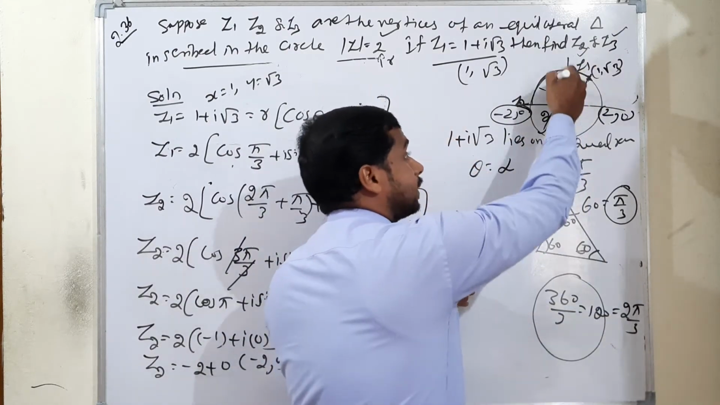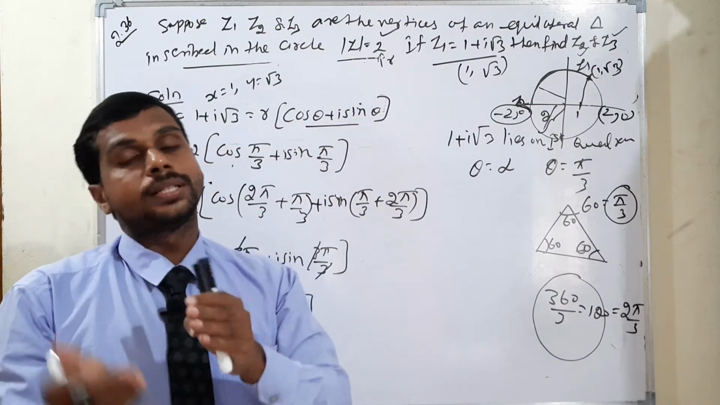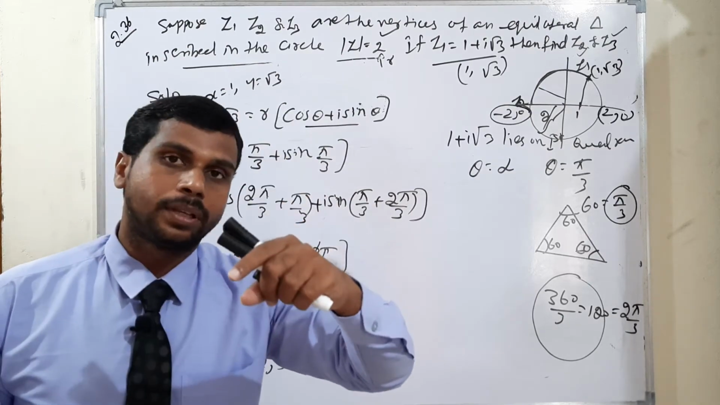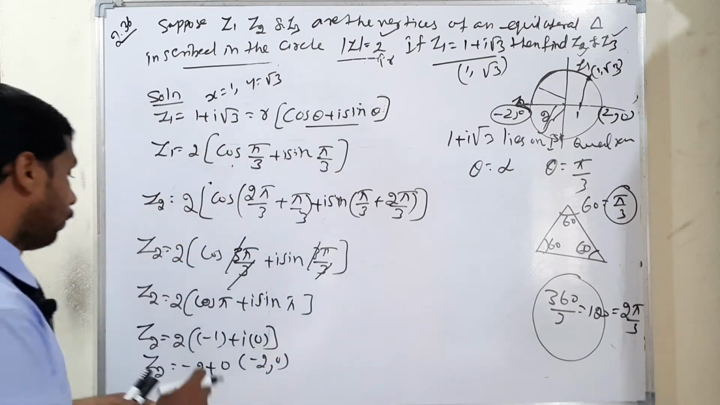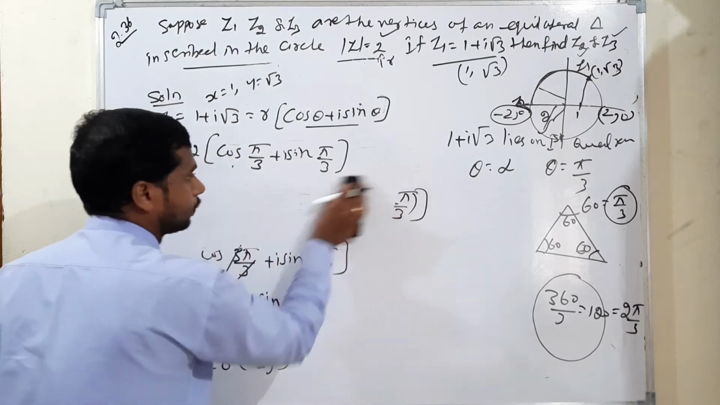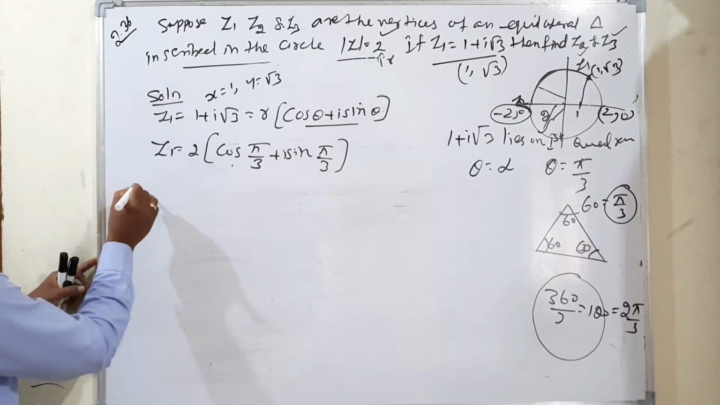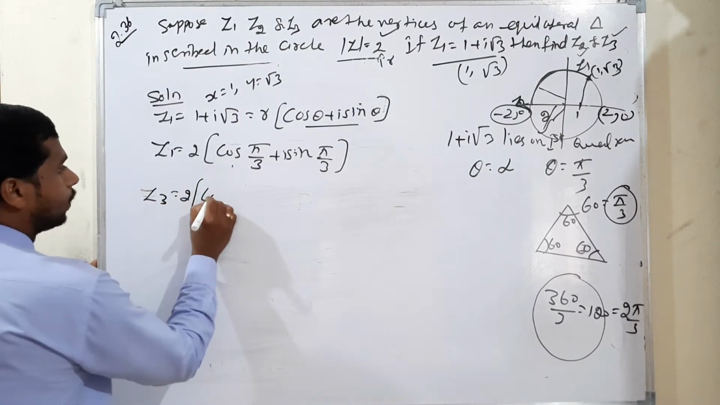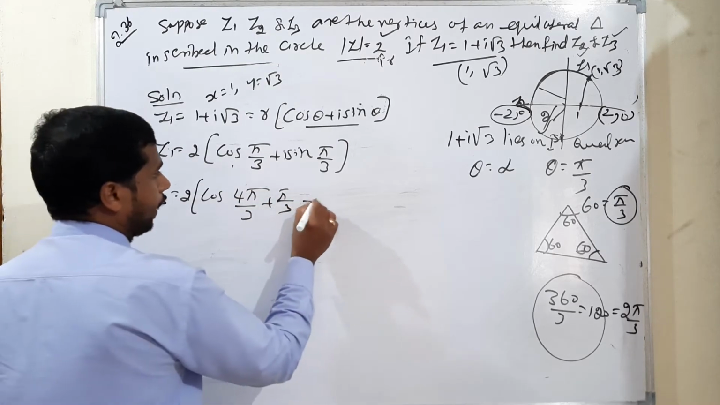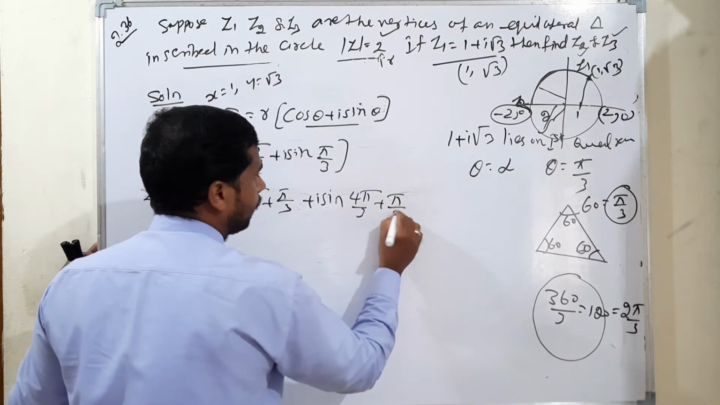Z3 means from Z1 to Z2 the distance is 2 pi by 3. Then we move on to Z3 and once again add 2 pi by 3. So 2 times you have to add 2 pi by 3, meaning 2 pi by 3 plus 2 pi by 3, which gives 4 pi by 3. Therefore Z2 is clear now. So Z3 is equal to 2 of cos of 4 pi by 3 plus 5 pi by 3 again, plus i sin of 4 pi by 3 plus 5 pi by 3.